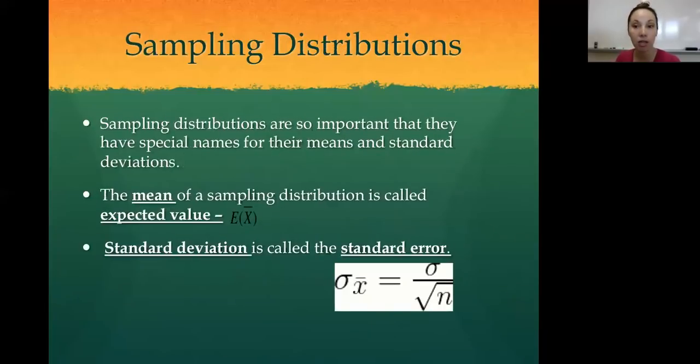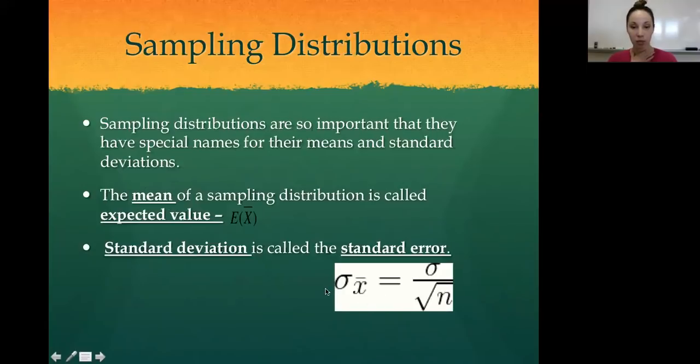Okay, so here we're getting into some of the vocabulary that's used in sampling distributions. So we have our own kind of vocab here. The mean for a sampling distribution is called expected value, and it's denoted like this, E of x bar. The standard deviation of a sampling distribution is called standard error, and it's denoted like this. And this is the formula to find it.